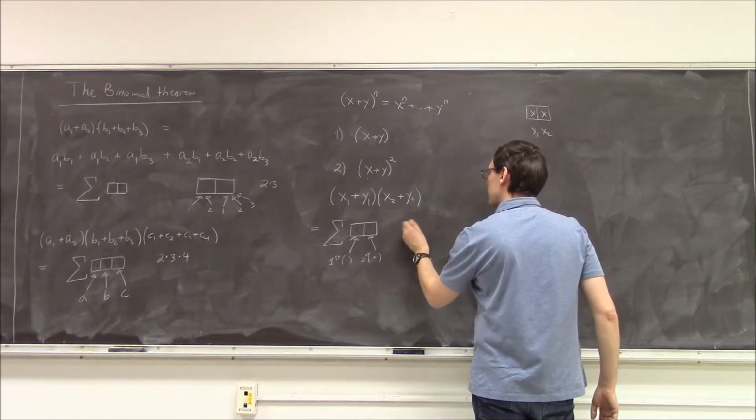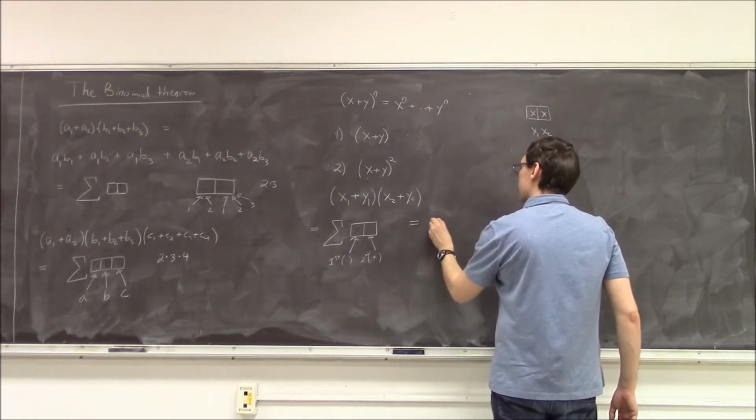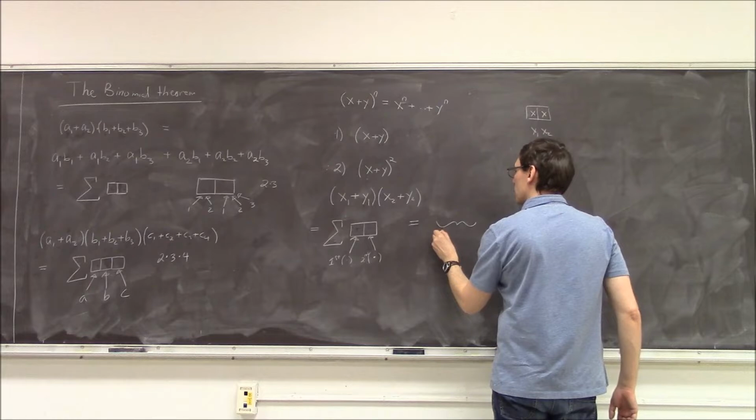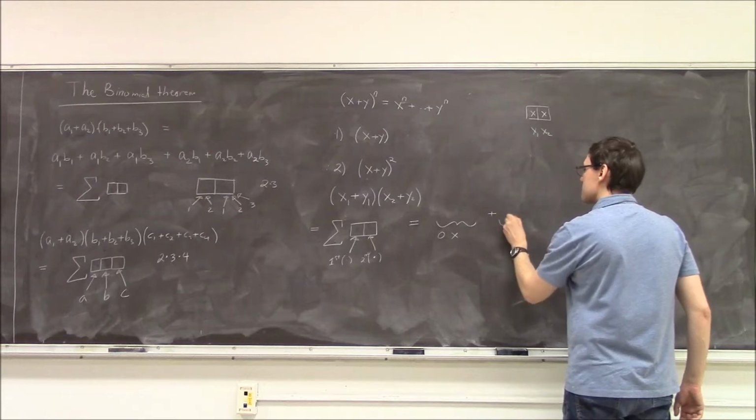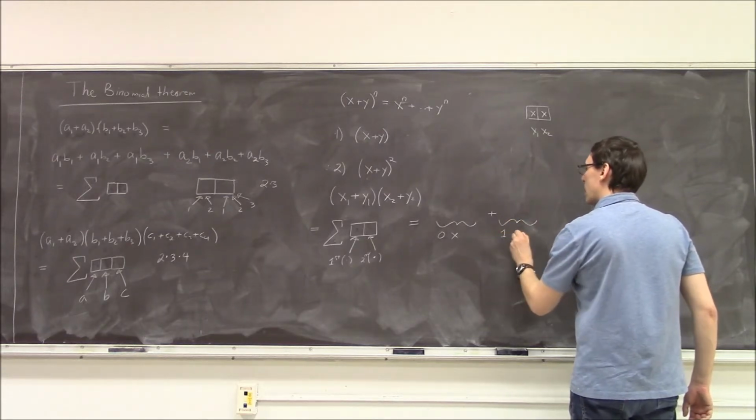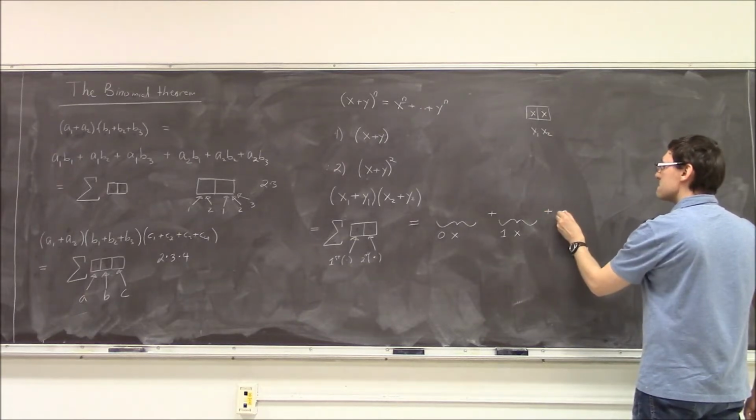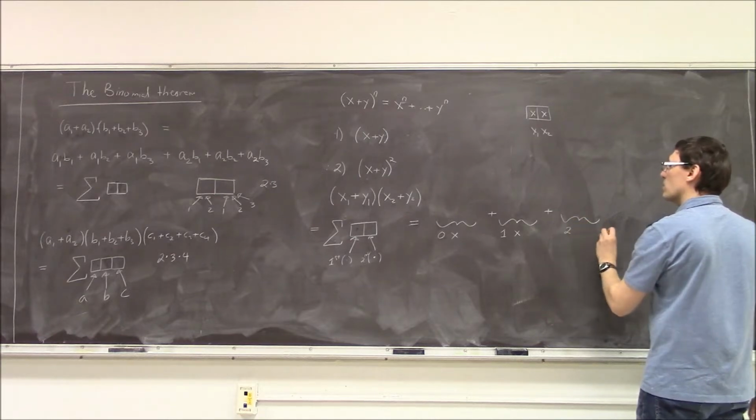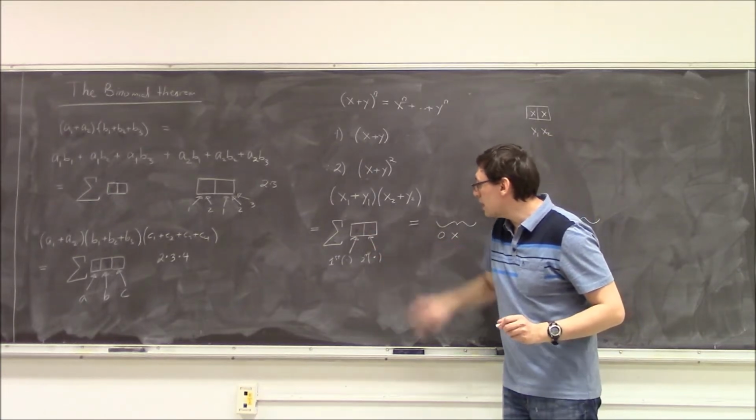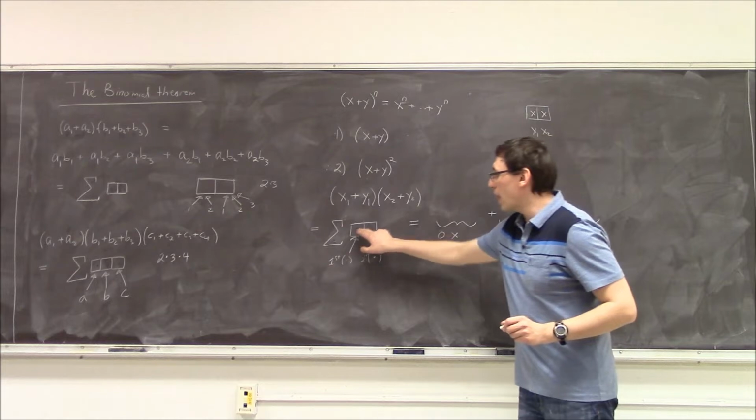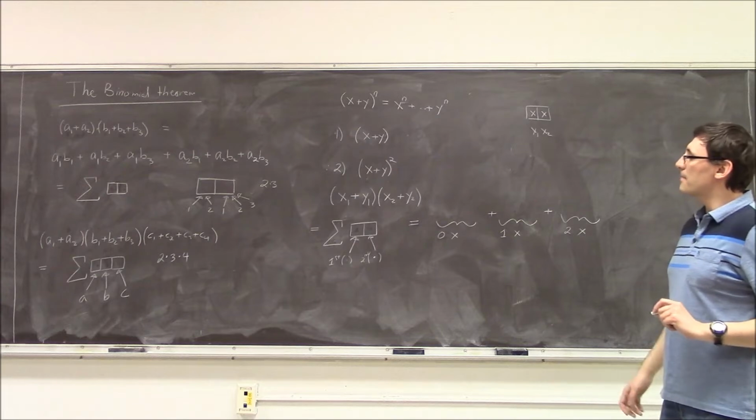So that would be 0x plus 1x plus 2x. There are no other possibilities. I either fill with y and y, that's 0x, or with 1x, or with 2x. That's how this formula will be formed.